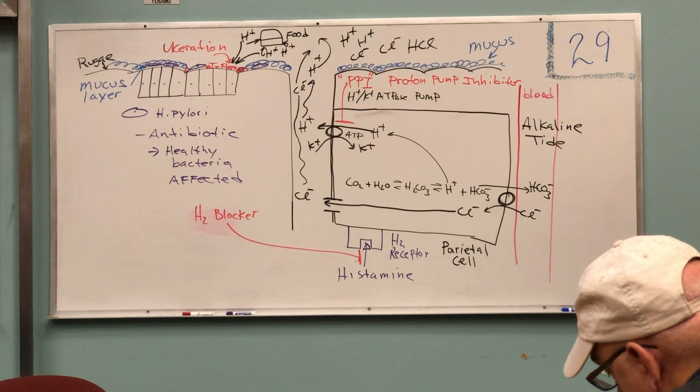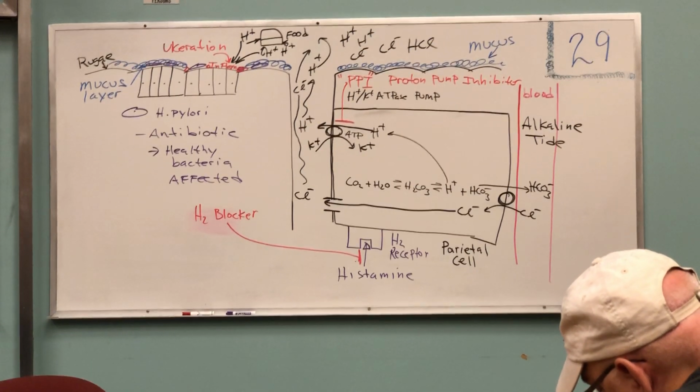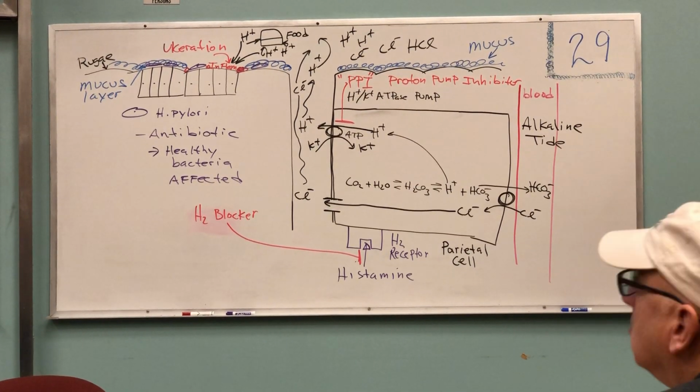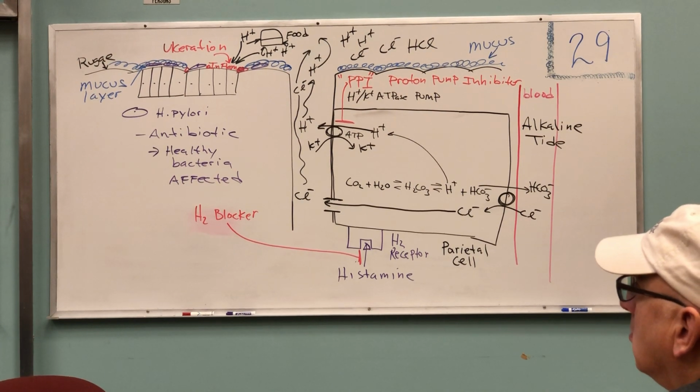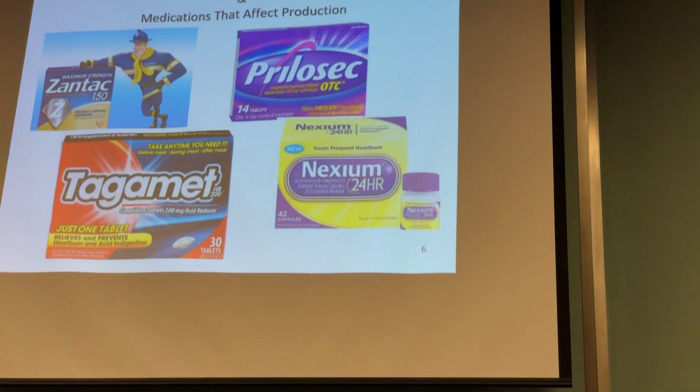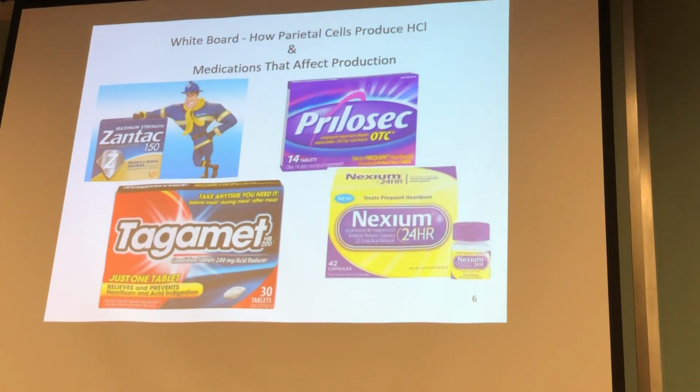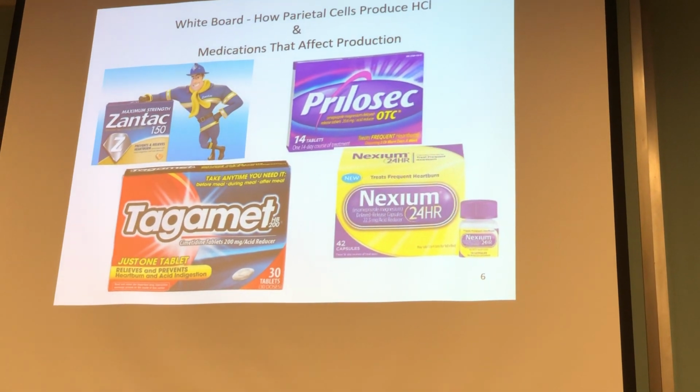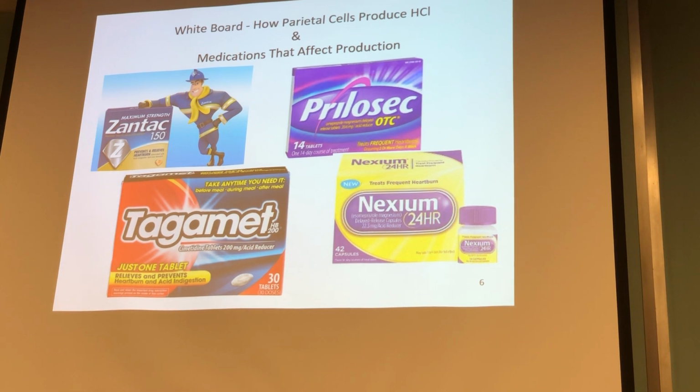Nexium is also a proton pump inhibitor. Tagamet and maybe Pepsid AC, right? They're all H2 blockers. And now you know they're known as OTCs because in my day you needed prescriptions to get these things. Now they're over the counter.